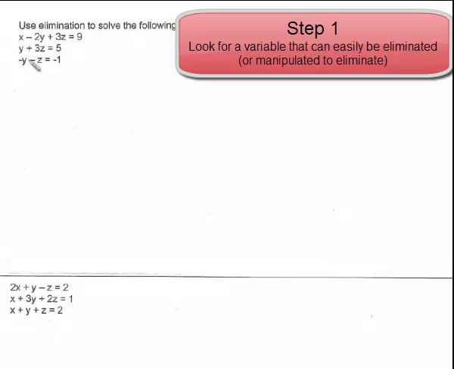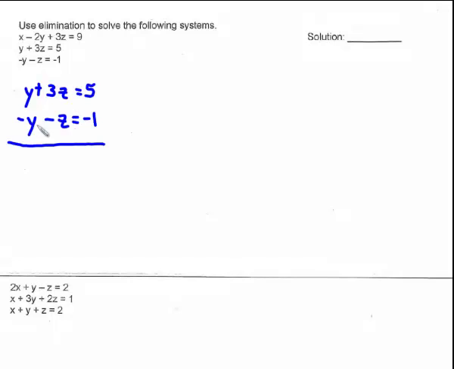Let's look at the two equations that only have two variables. Notice that the second and third equation, we can eliminate y if we combine those together. So let's start with that. Combine the second and third equation together, and we see that the y's will cancel. 3z plus a negative z is 2z. 5 minus 1 is 4. Dividing both sides by 2, z is equal to 2.